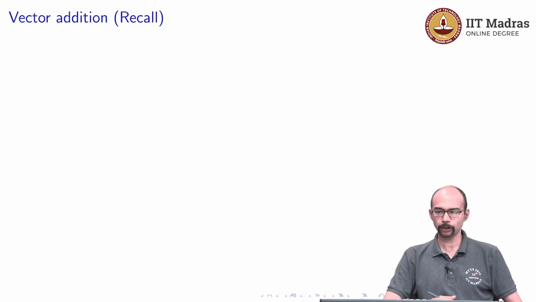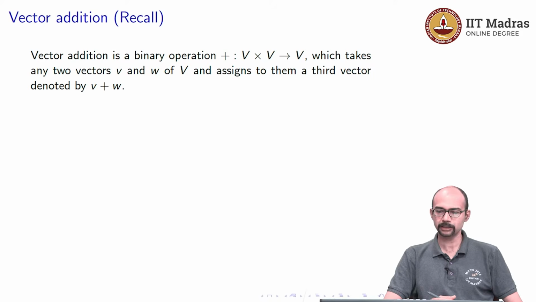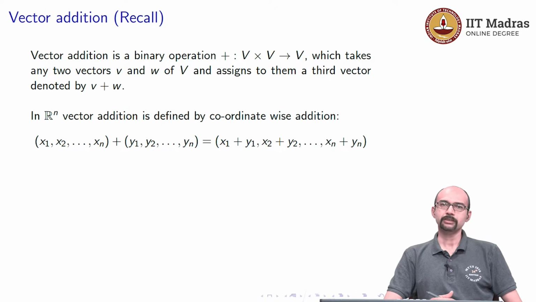First of all, let's recall what vector addition is. Vector addition is a binary operation, plus, from V cross V to V. What that means is we take two vectors v and w, and we can talk about the vector v plus w. In Rn we know that addition is defined coordinate wise.